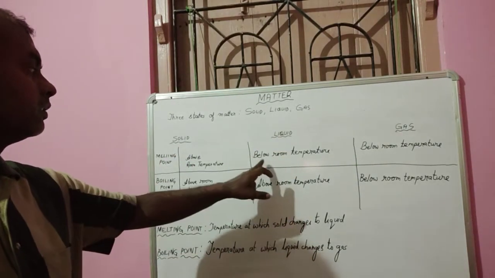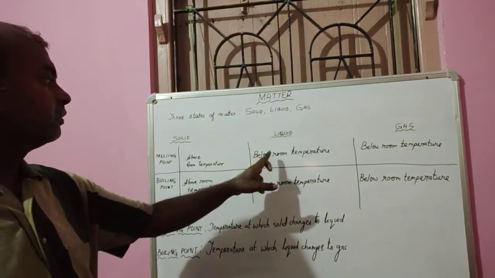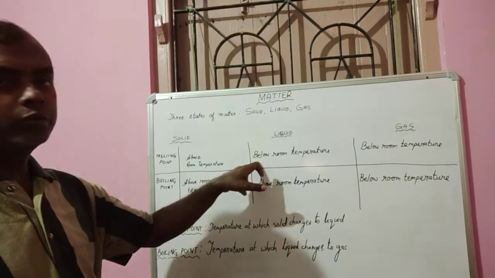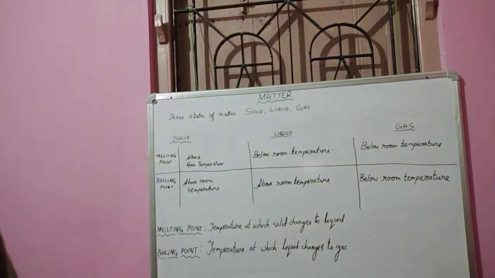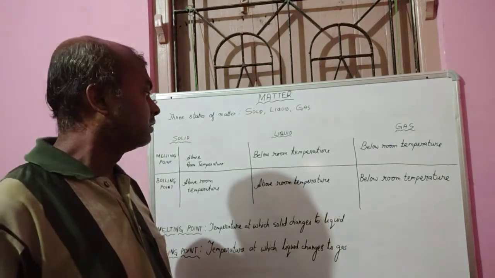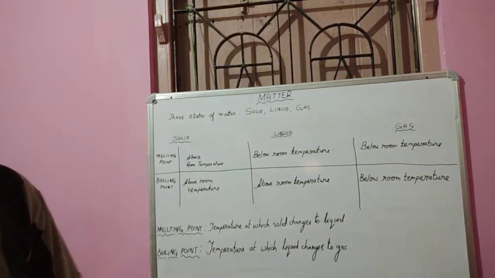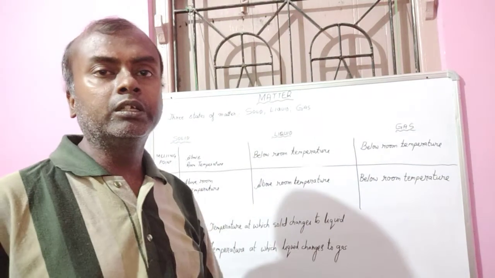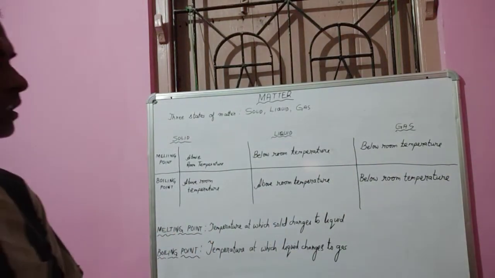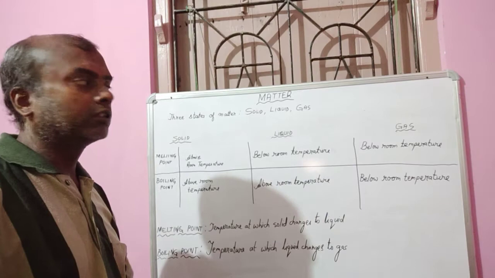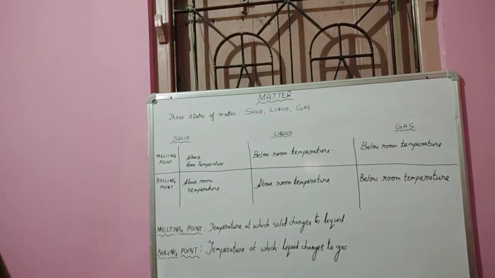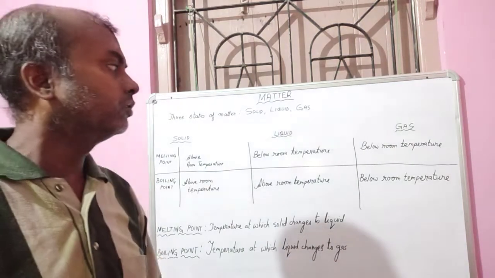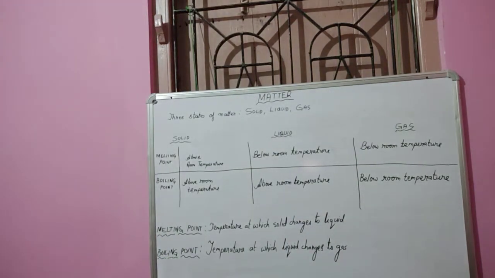In liquid, melting point, the temperature at which solid changes to liquid, is below room temperature for liquids. But the boiling point, the temperature at which liquid changes to gas, okay, that is above room temperature. And for gases, you know, gases also can be in liquid and solid form. Gases can be converted into solids or liquid form. So in gases, both melting and boiling point are below room temperature. So this is the comparison between solid, liquid and gas based on melting point and boiling point.